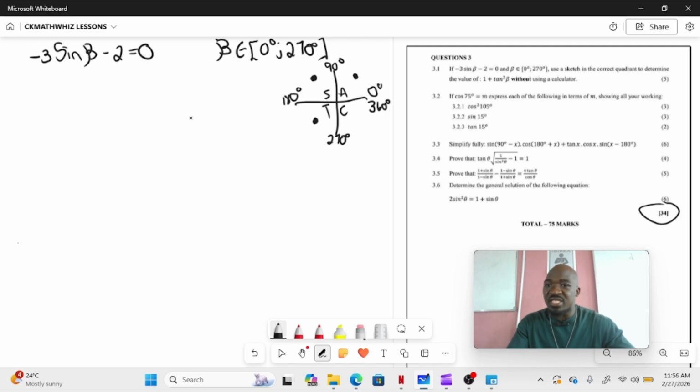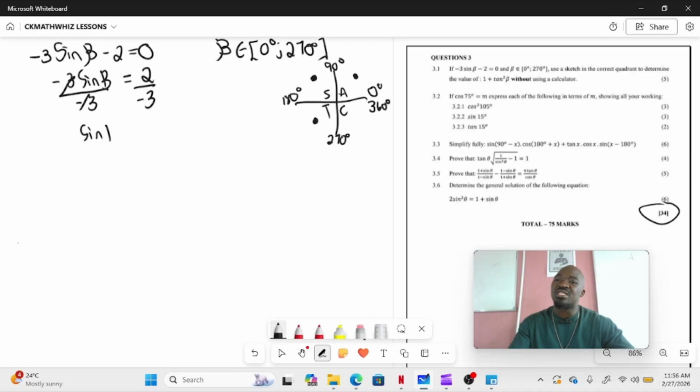Now this one here, negative 3 sine beta minus 2. Let's just try to solve this. Negative 3 sine beta is equal to 2. Then we divide both sides by negative 3, and this one cancels this one. Then now we know that sine beta is supposed to be equal to negative 2 over 3. But now, let's think about something. What does SOHCAHTOA mean?